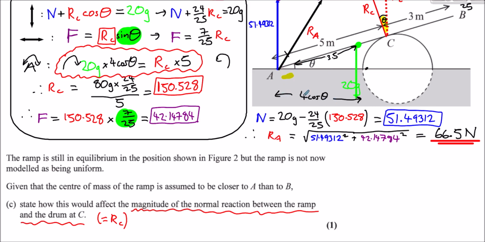But now, this would be a smaller number, for example, 3.5. And so then, we're taking a smaller number here, because we're multiplying by something less than 4 times cos theta, and then dividing it all by 5. If this number's made less, RC will be less. So, to put it simply, the reaction at C will decrease.